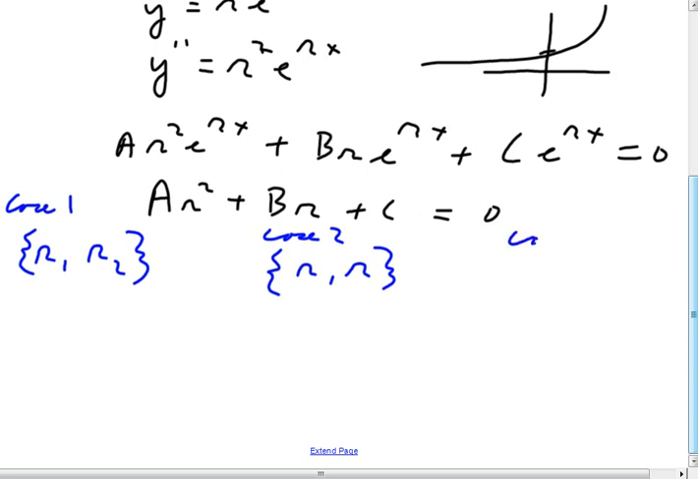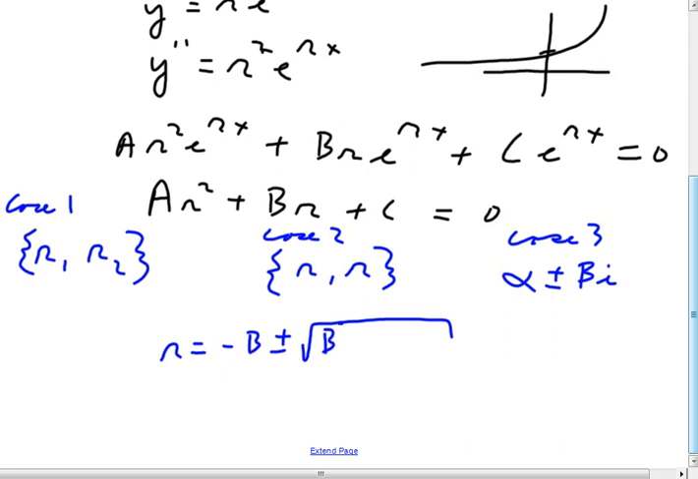All right, so my third case, case 3, I could have alpha plus or minus beta i. Because when I have a quadratic formula, R is going to be minus b plus or minus the square root of b squared minus 4ac divided by 2a, right? And depending on what's in that square root, it will either give me 2 distinct roots, the same root repeated, or an imaginary number root. Those are my possibilities.